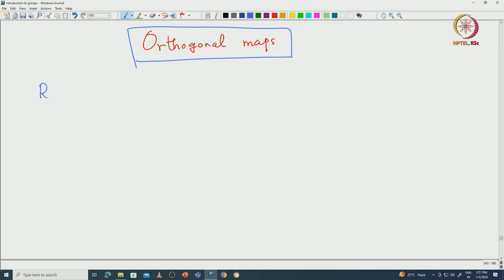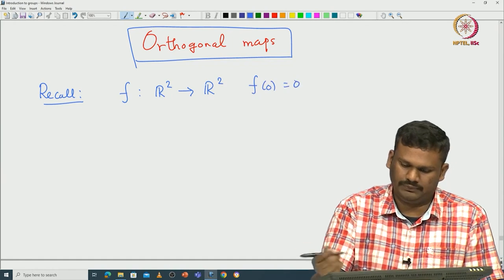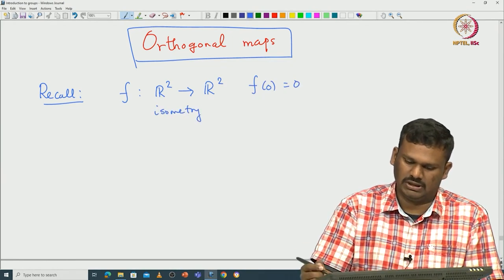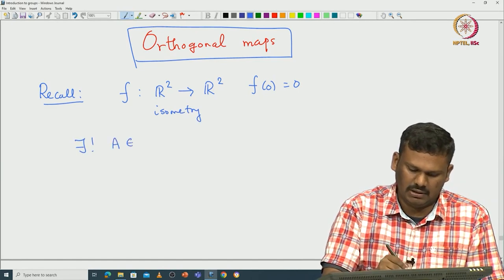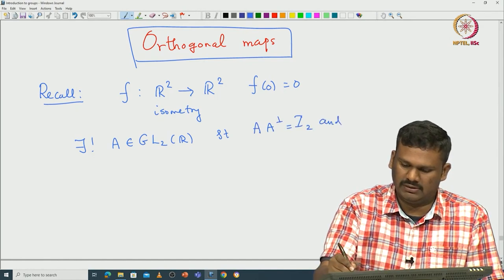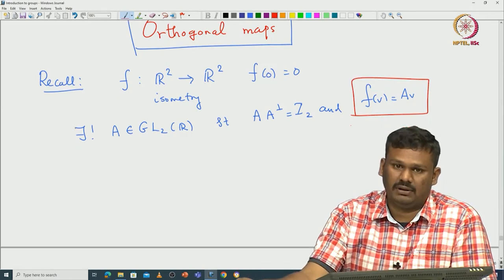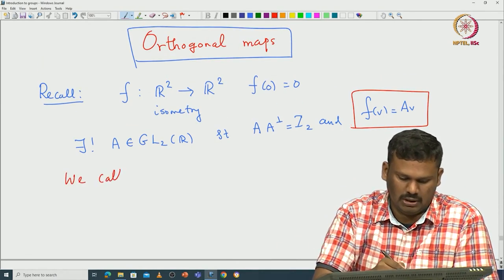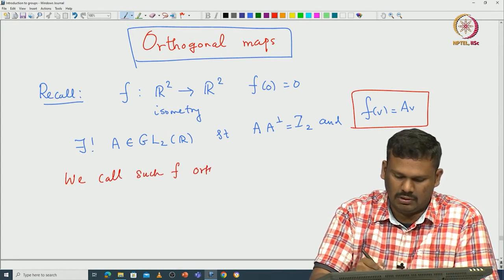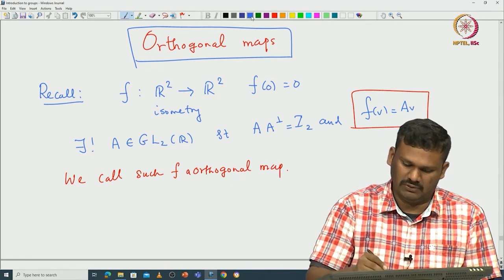Okay, so recall, we are interested in understanding an isometry that fixes the origin. So let's take F, which is an isometry, and assume that F of 0 is 0. So this is an isometry that fixes the origin. Then there exists a unique matrix A from GL2 of R such that A transpose A is identity and this map F of V is given by AV. Okay, this is the important thing. We call such maps orthogonal maps. So we call such F orthogonal. That is our definition of an orthogonal map.